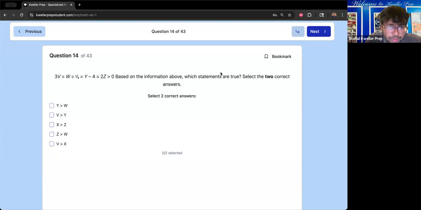Okay, what if the following statements are true? So these you just have to compare each of these variables. Let's go through each one. So Y is greater than W. W is equal to Y over 4 and Y minus 4. So in this case, Y will always be greater than W. This just makes sense, right? If we subtract 4 from Y, it's going to be equal to W. So yeah.